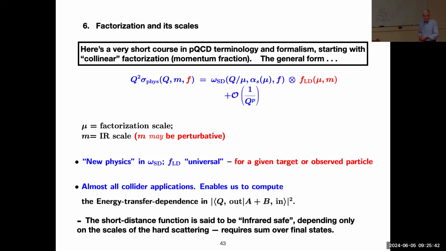Now that brings us to this issue of factorization and its scales. This is a very short course in perturbative QCD terminology and formalism, starting with collinear factorization, that is, factorization in momentum fraction. I was about to say momentum transfer, but it's momentum fraction. What letter is momentum fraction in these slides? x, I think I heard it. Yeah, x.